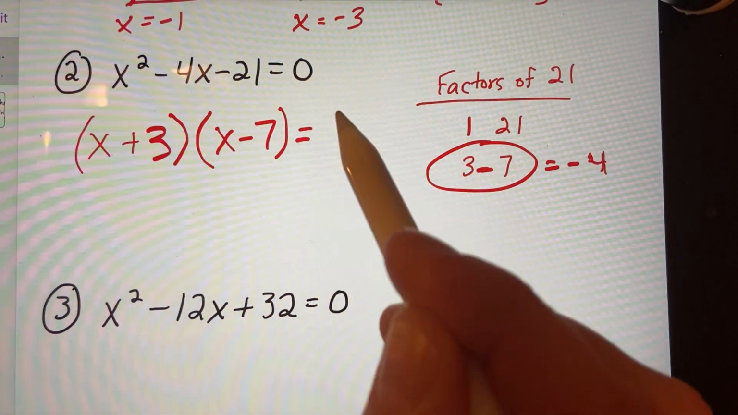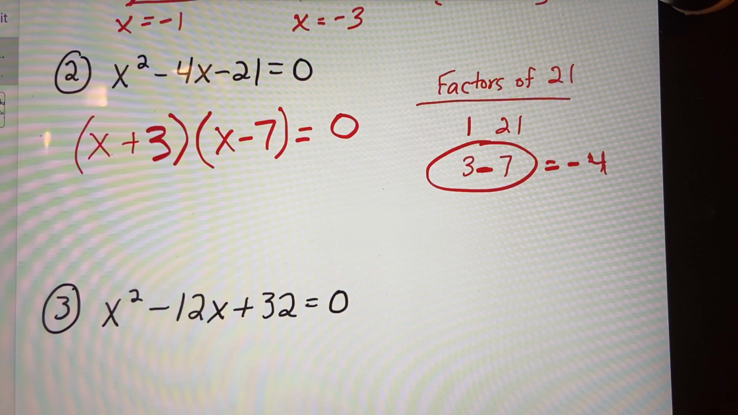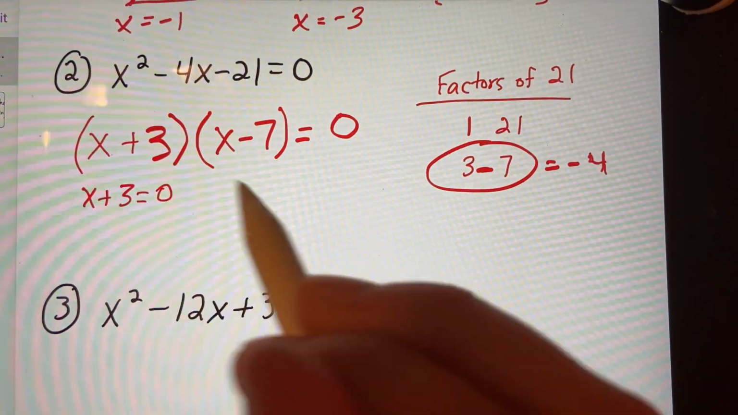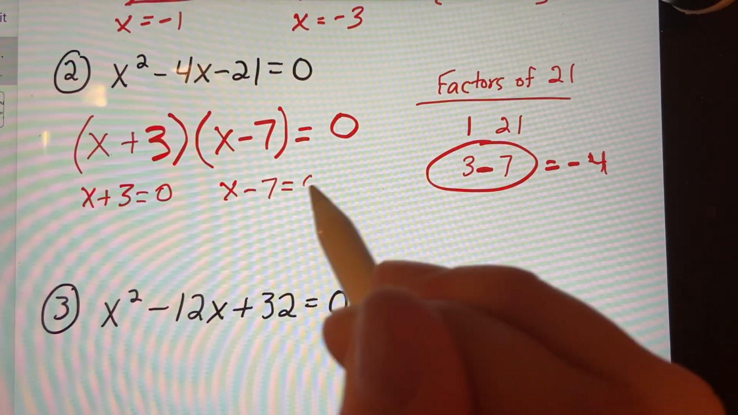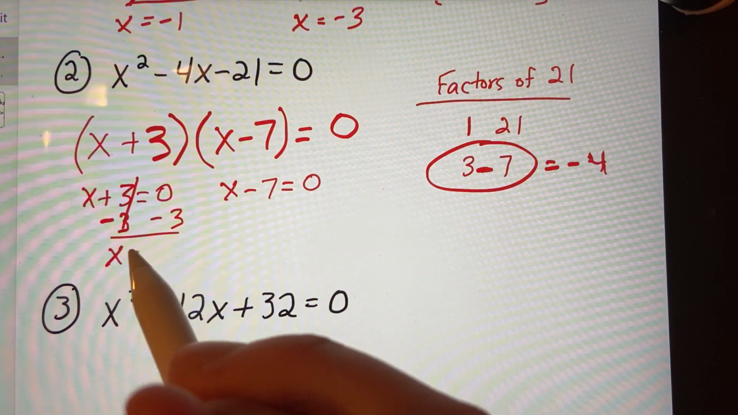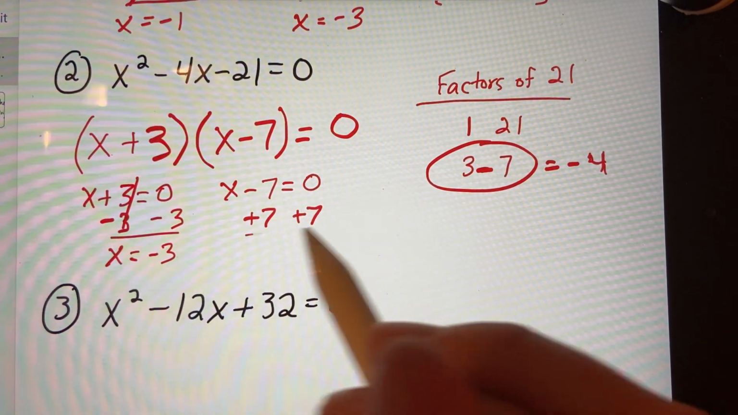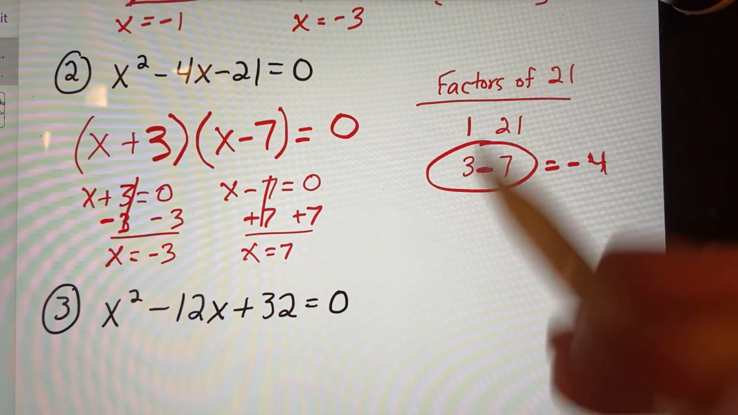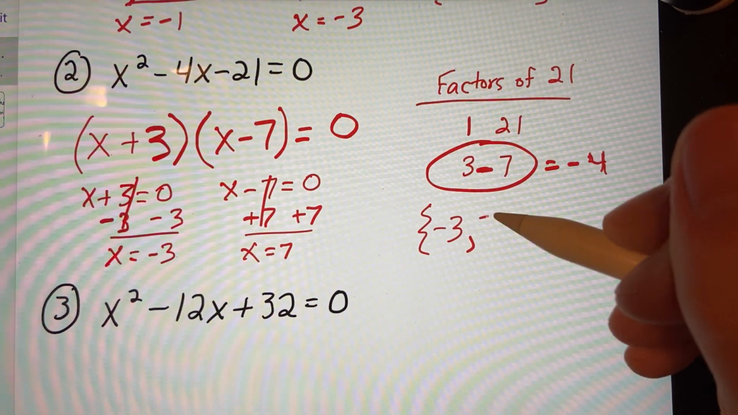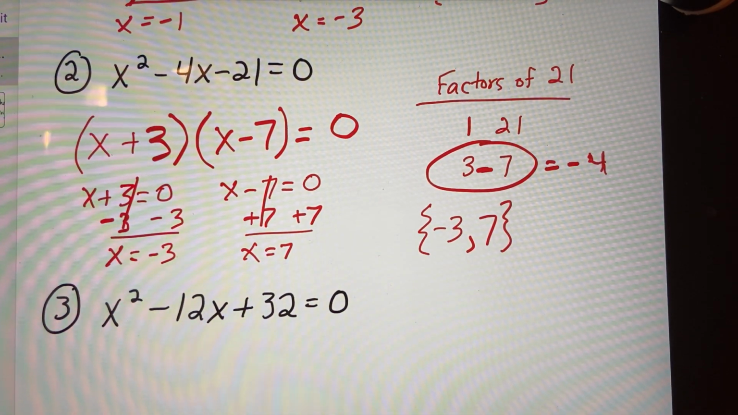And that equals 0. Then you have to take each part, x plus 3 equals 0, and then x minus 7 equals 0. So I'm going to subtract 3 from both sides. That makes it x equals -3. And then for the other one, add 7 to both sides. So that's x equals 7. So my solution, the point in which they would cross the x-axis would be -3 and 7.